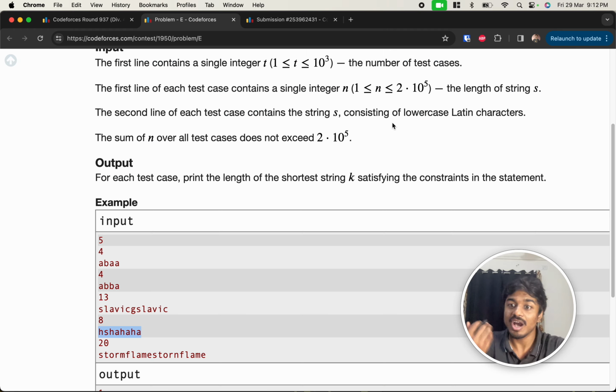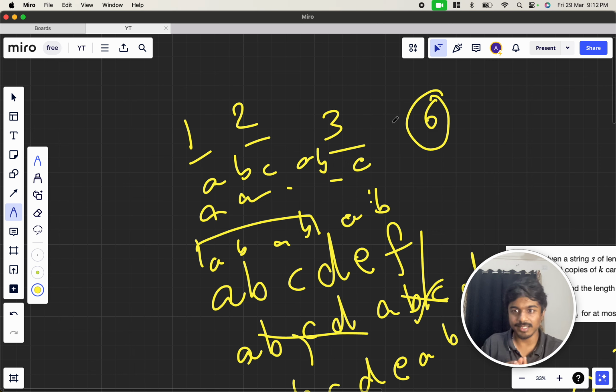Here, as you see, how many divisors can come for 10 power 5? There will be at most 10 square divisors, right? Since only these divisors can come, it will be 10 square into 10 power 5 operations. It will be like 10 power 7 or something, which is very much enough for our working. Now, do I have to generate all the substrings?